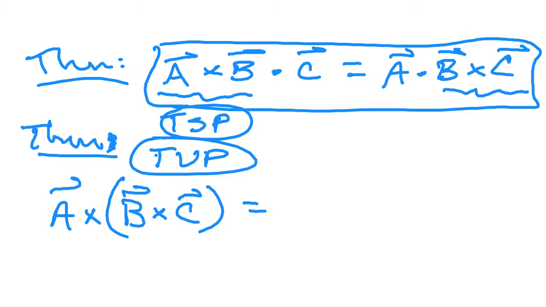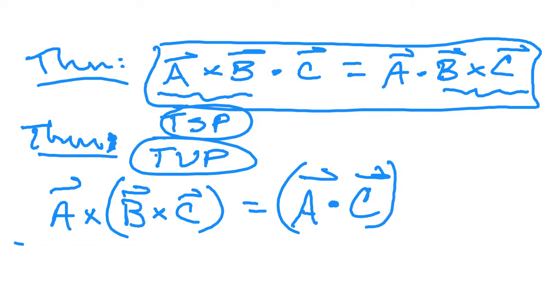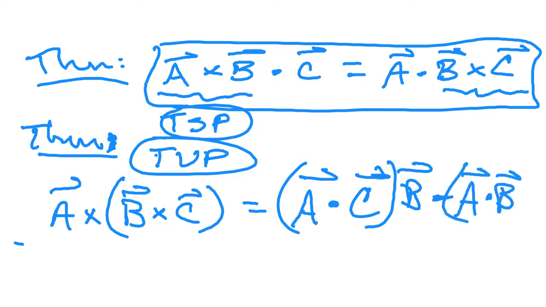Basically, like the old distributive law, we would take that A vector and carry it through, but this is a little bit different. This is going to be A vector dot C vector, which is a scalar, times B vector, and then minus A vector dot B vector times C vector. We have to be careful what this is.